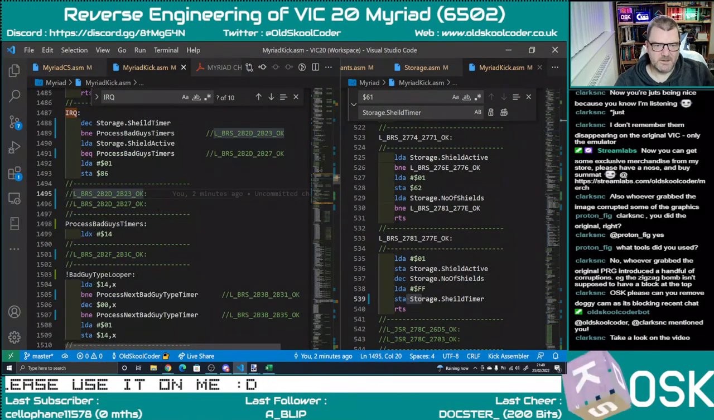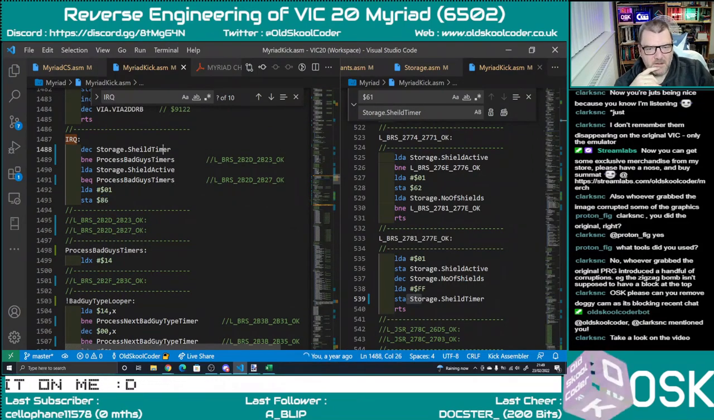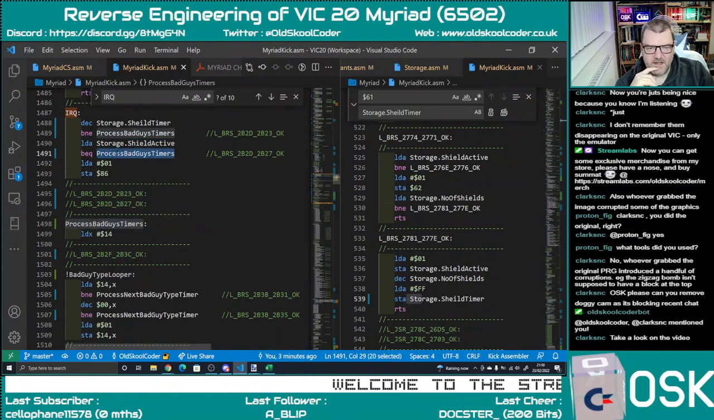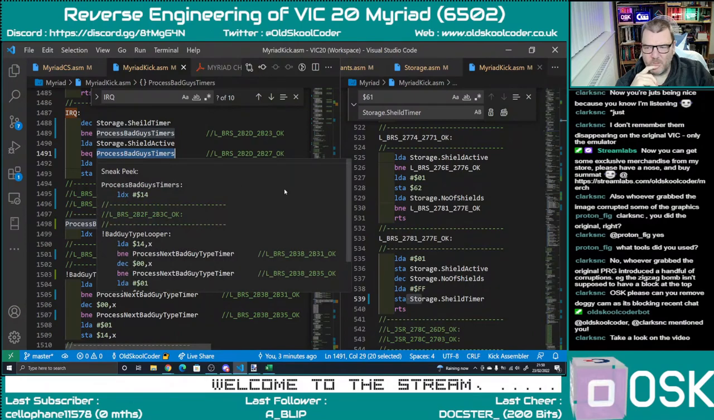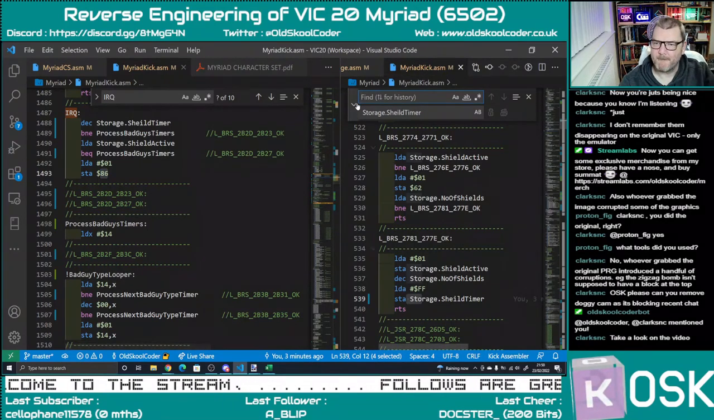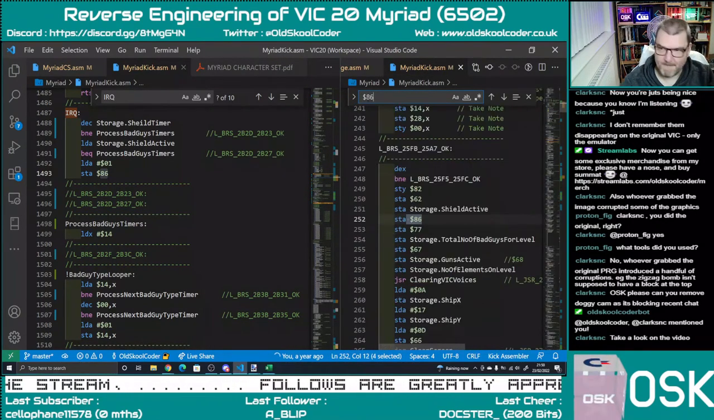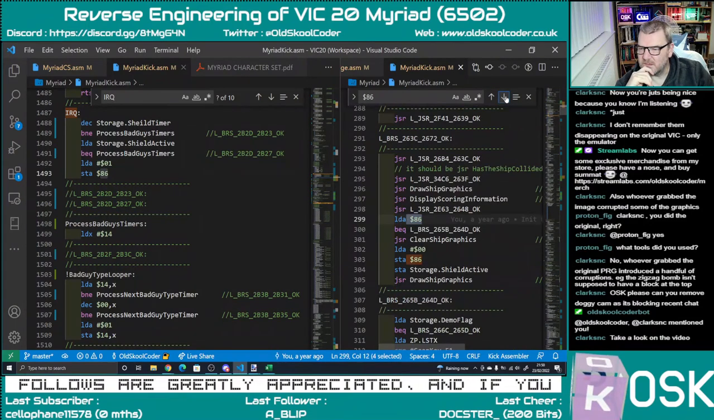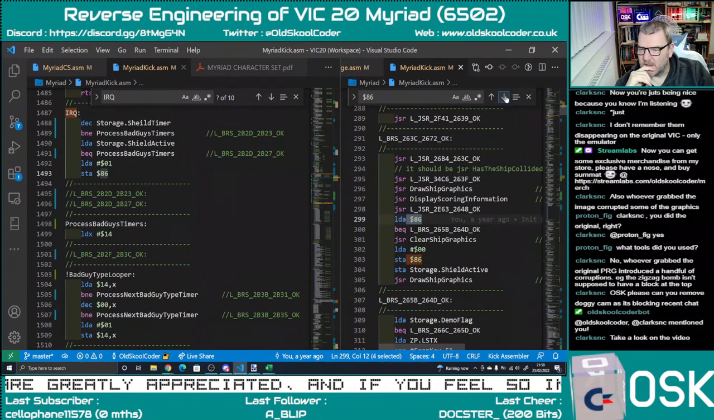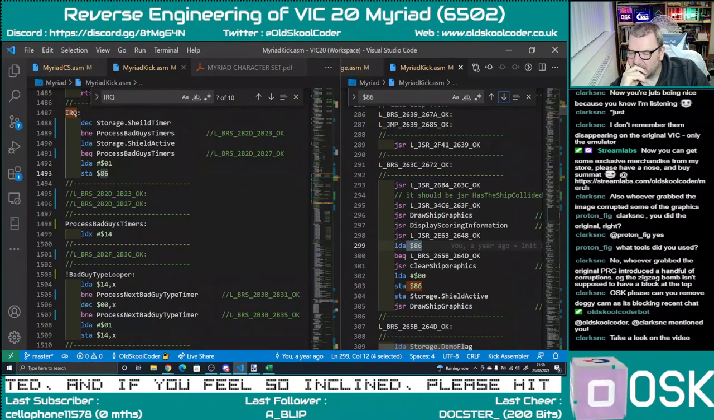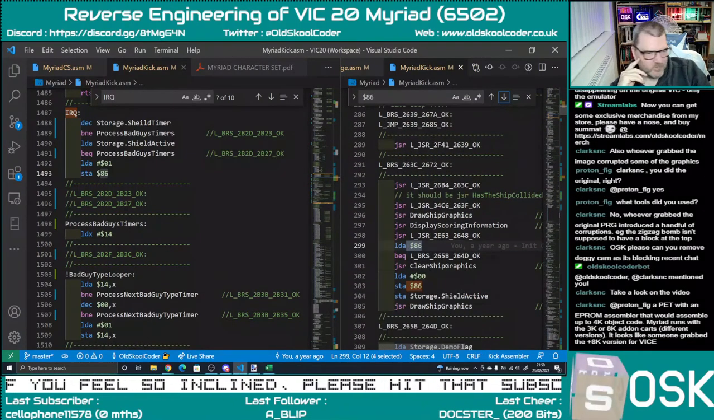Right. So what's 86? So that's the shield timer. So if it's equal to zero, we load the shield active. But if it's not, right, so what's 86 then? Let's look for 86. So 86 is not there anymore. So we're setting it. Okay, what's this routine? A game loop.